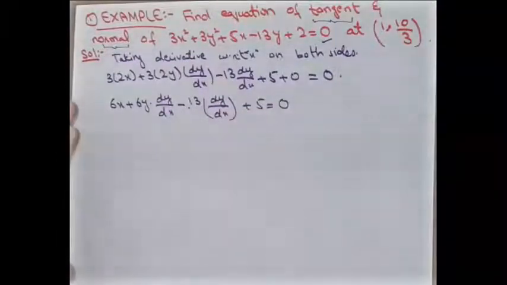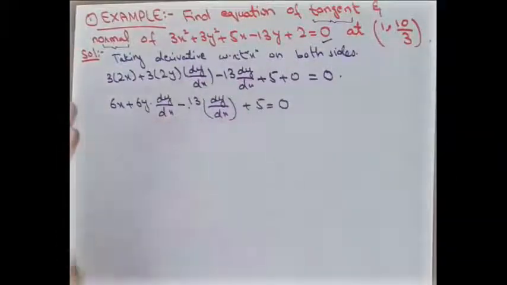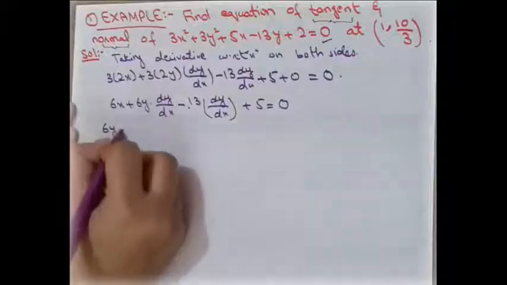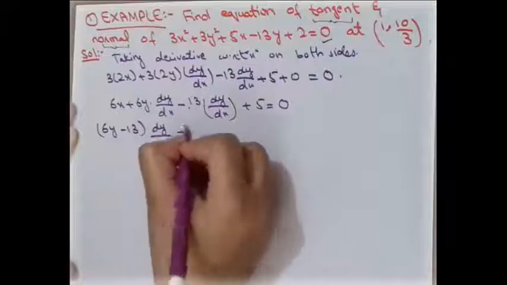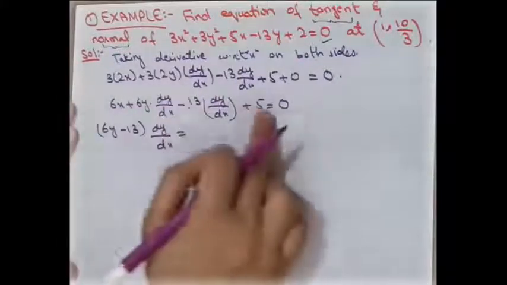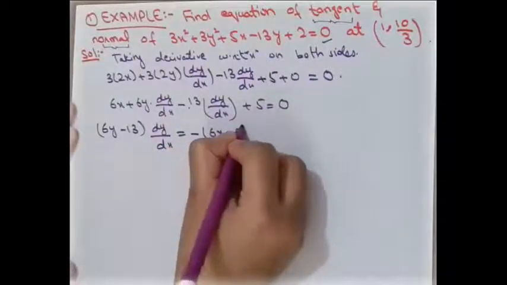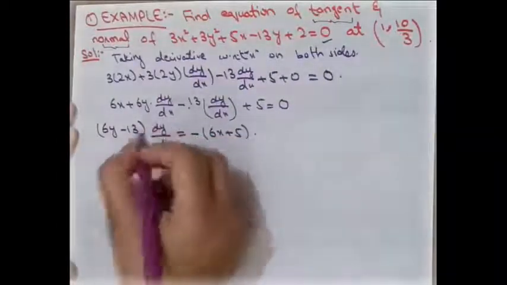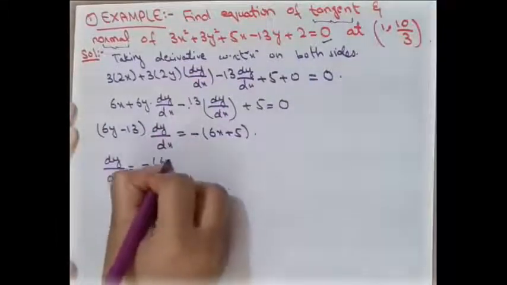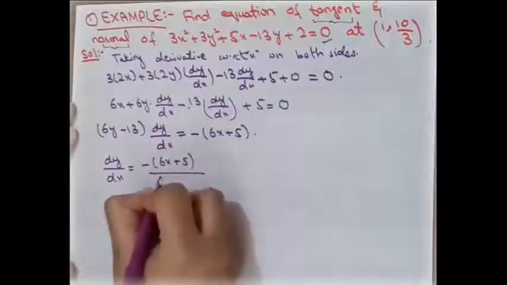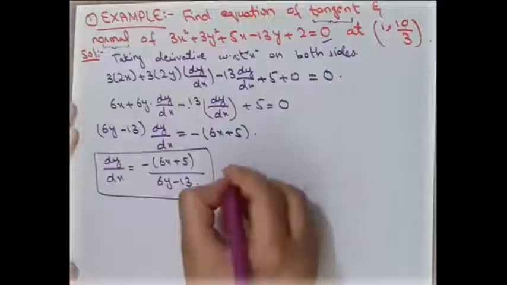And what we do in the next step is take dy over dx common in these two terms, so it will be (6y minus 13) times dy over dx, which is equal to, if we take the other terms on the other side, minus (6x plus 5). Now we have to compute this. If we divide on both sides, it will be like that, divided by (6y minus 13). So basically we have to find the slope of the tangent.